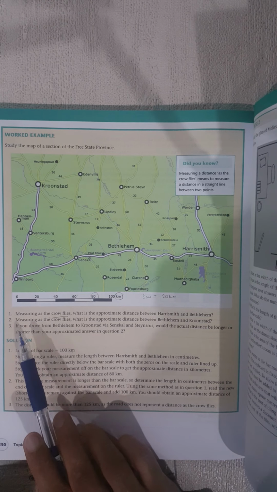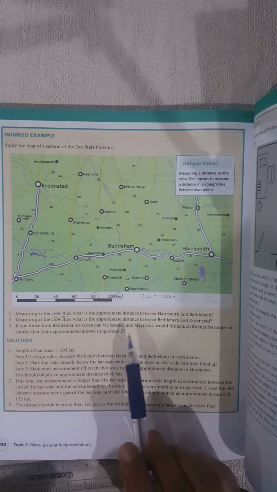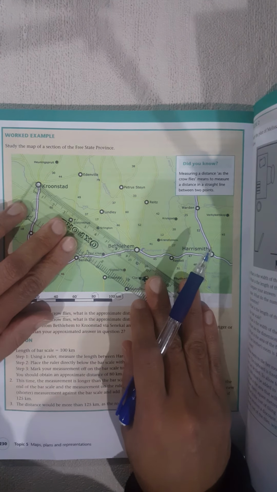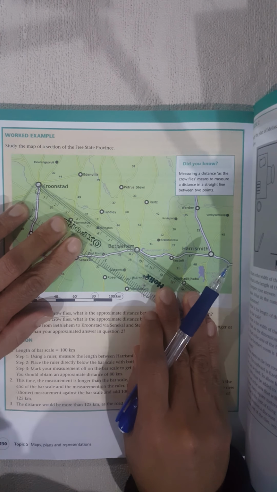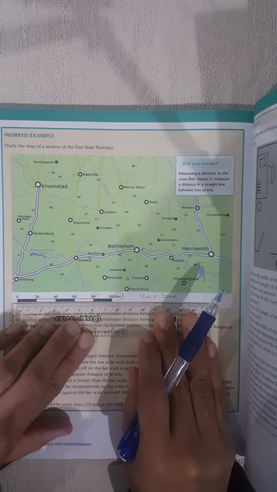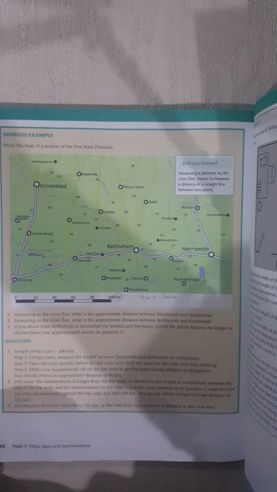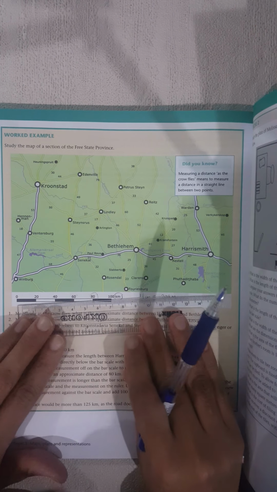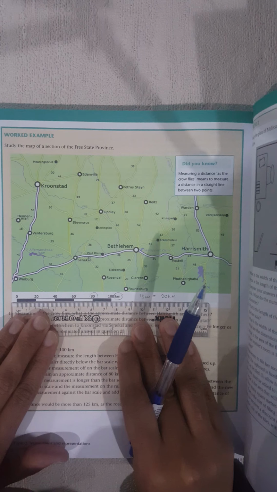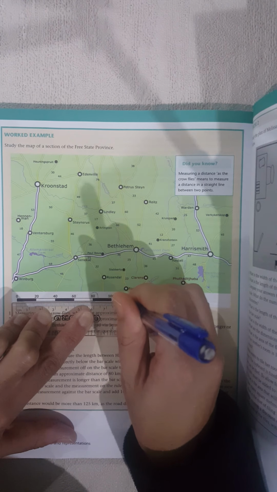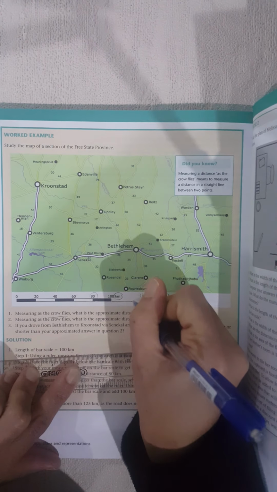It's very simple. The second one says, measuring as the crow flies, what is the approximate distance between Bethlehem and Kronstadt? Okay, here's Kronstadt. Crow flies again, so I'm drawing a straight line, and I've got 9 centimeters this time. So what has happened is I've gone over my bar scale, right? So I'm going to have to add a little bit more than what my bar scale is there. They've given us 9 centimeters, and our bar scale is stopping at about 7.5 centimeters, right? So this is how much more I need to put in.